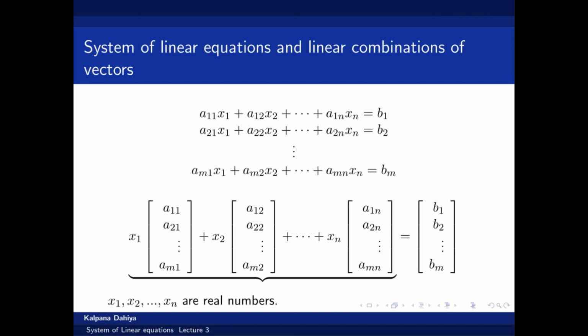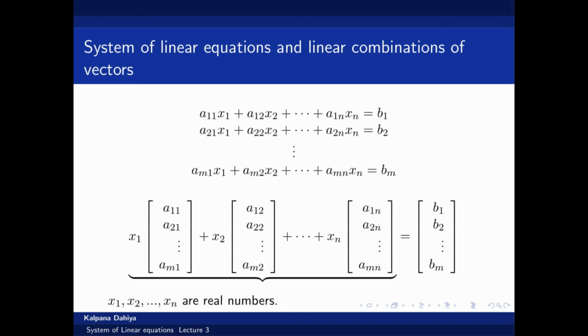So given a system of equations, system may be consistent or inconsistent. If a system is consistent, it means system has a solution. System may have a unique solution or infinitely many solutions. And now here I will discuss the geometrical interpretation of a solution of a system of equations, and for this we need linear combination of vectors.